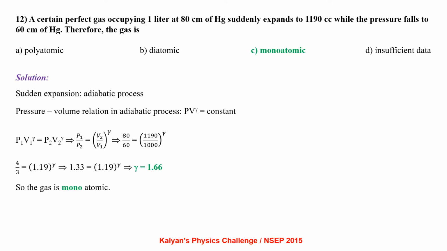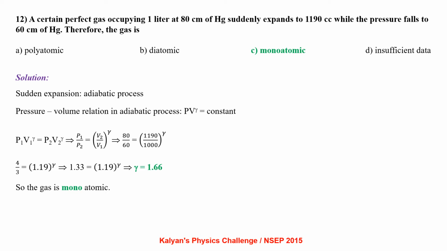A certain perfect gas occupying 1 liter at 80 cm of mercury suddenly expands to 1190 cc while the pressure falls to 60 cm of mercury. Therefore, the gas is... Sudden expansion is nothing but an adiabatic process. Pressure-volume relation in an adiabatic process: PV^gamma equals constant.